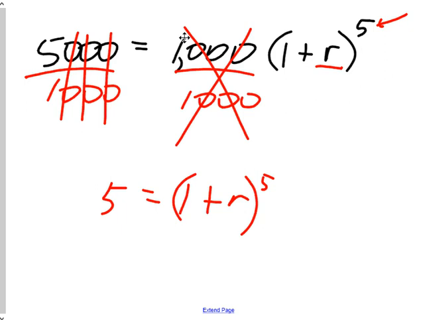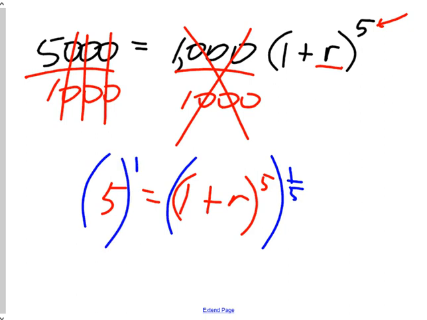Yes. Put it to the 1/5. You are correct. Like this. And yes, you are going to times them, but you're putting the whole thing to the power of 1/5. Because then these get times, right? Because that's what happens when you do a power to a power.